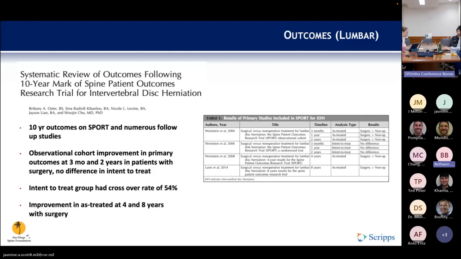But then they also found that as treated, those that underwent surgery did better at 4 and 8 years. Again, a lot of this was patient self-selection. The patients that were older and were not as debilitated by their symptoms tended to not undergo surgery, and younger patients who were more debilitated by their symptoms underwent surgery. I think the takeaway from this, though, is that patients who feel like they need surgery do better with surgery.